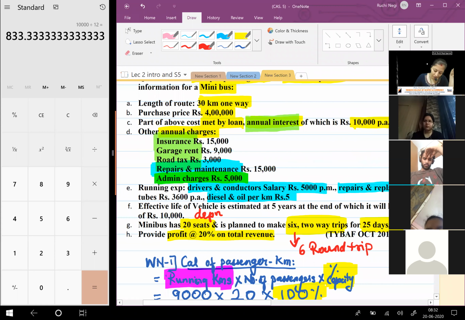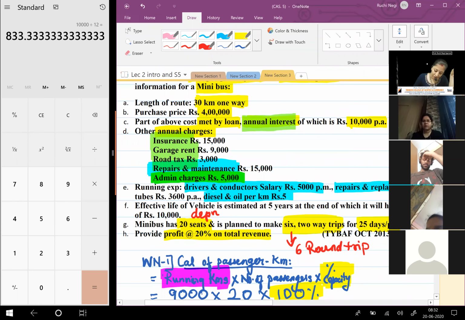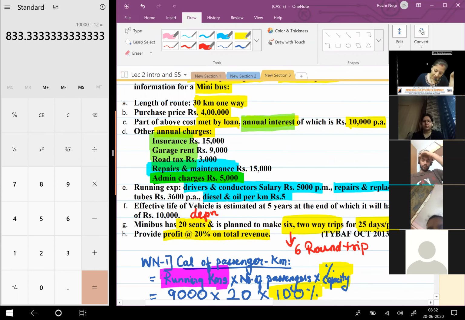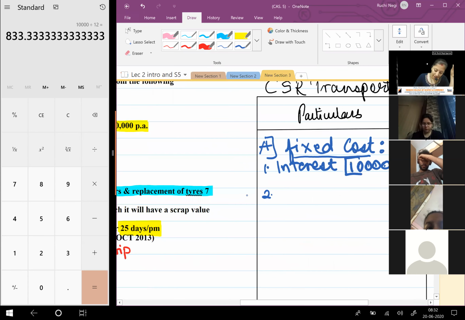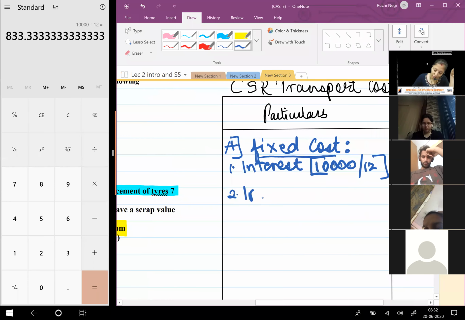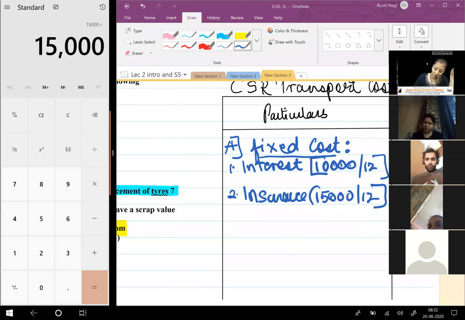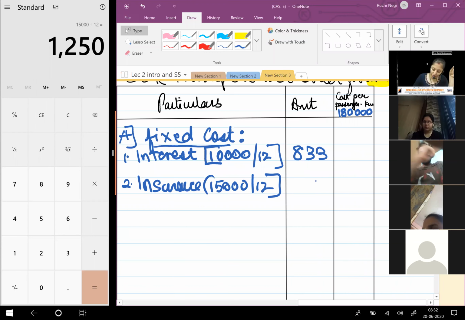Annual insurance, garage rent, road tax, yeah, take it. Insurance is 15,000, all annual, so you'll have to divide. 15,000 divided by 12 is 1250. Okay, so right here, 1250.